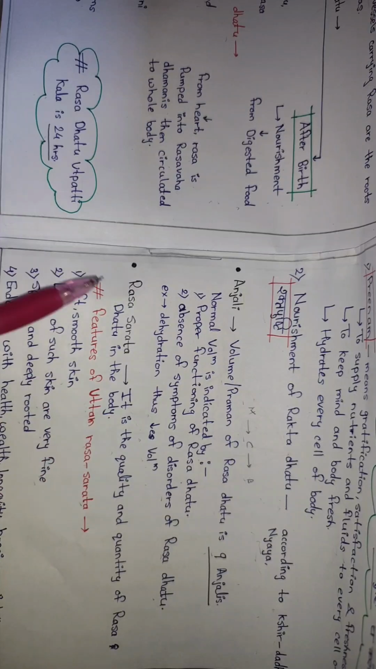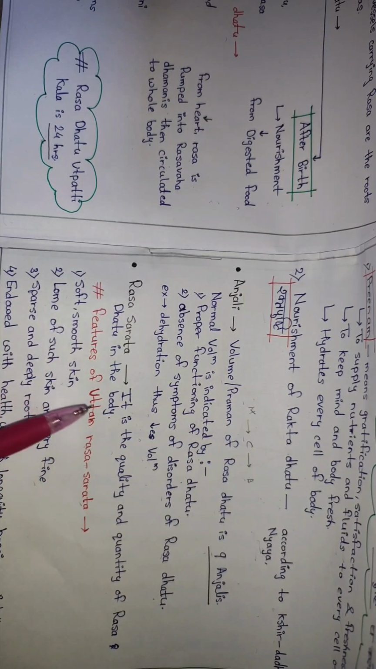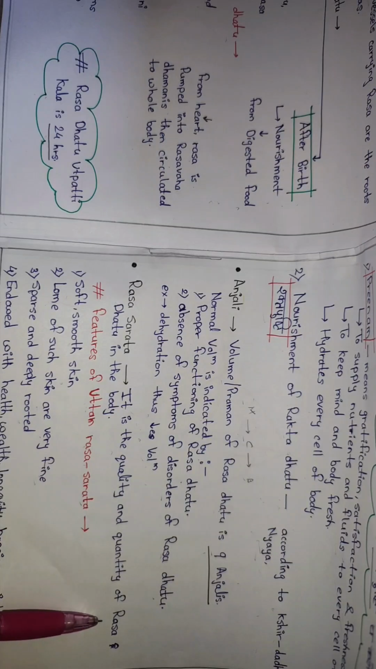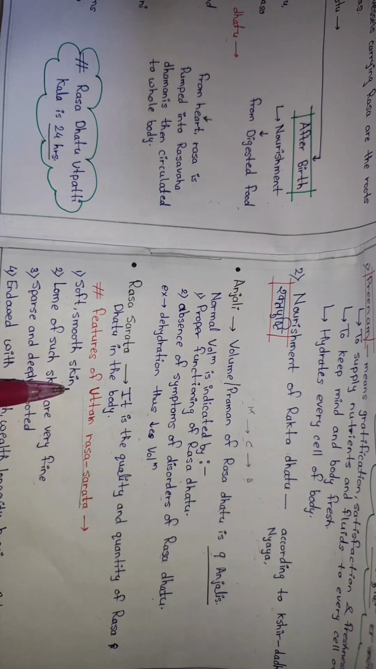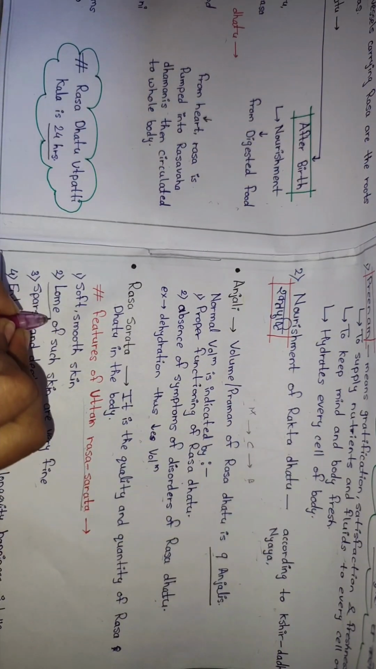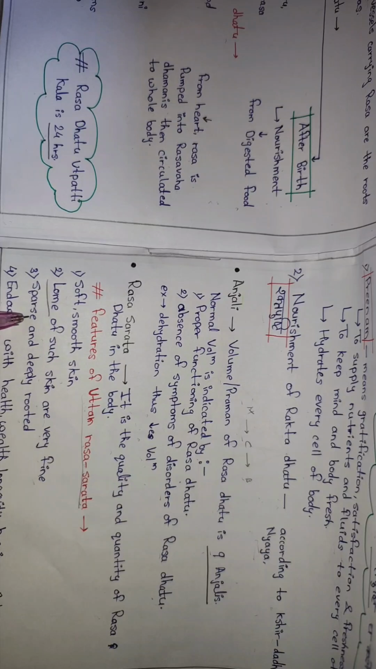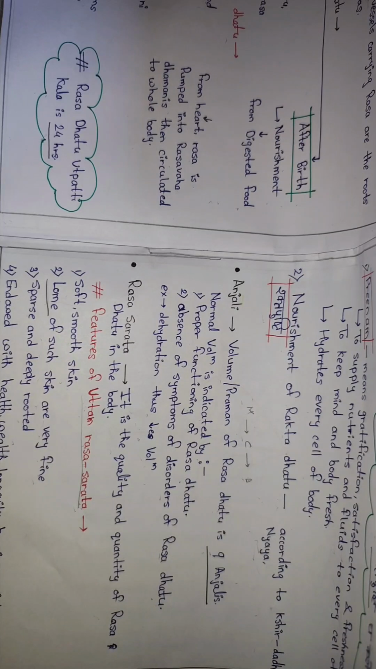Then comes the Rasa sarata. It means the quality and quantity of Rasa dhatu present in the body. Now, if there is best or good quality of Rasa dhatu present in the body, then it is said to be the Uttam Rasa sarata. And features of Uttam Rasa sarata are the following: soft and smooth skin. Loma of such skin are very fine. Loma means the hair present on the skin. They are also sparse and deeply rooted. Then the person having Uttam Rasa sarata is endowed with health, wealth, longevity, happiness and intelligence.